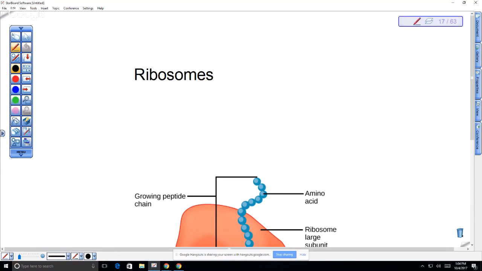The next structure I want to talk about are ribosomes. And ribosomes are proteins. So I'll put that they are not organelles. But they're super important because they are like little manufacturing plants. They actually read the genetic information that's sent to them, and they produce proteins. So ribosomes are responsible for protein production.